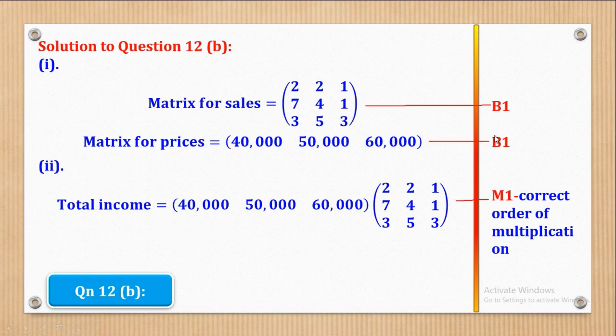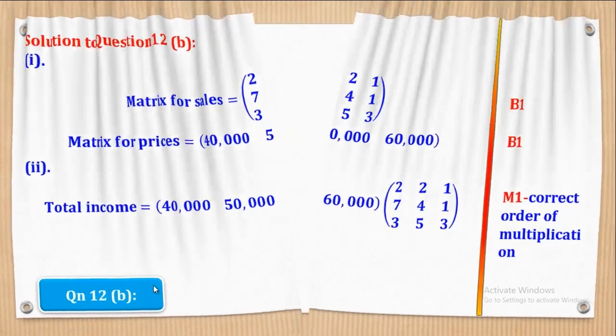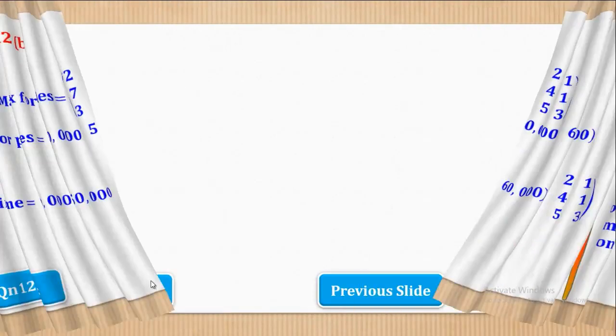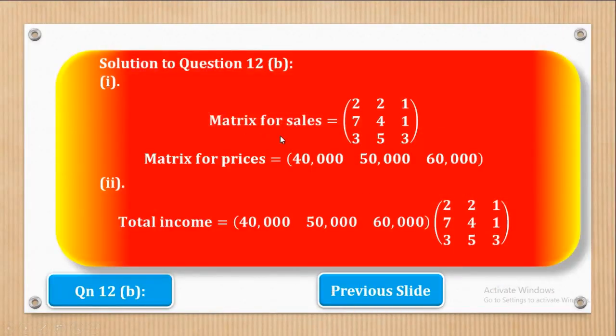So remember the question was 7 marks. Now we have so far got 3 marks. Let's see where the other 4 come from. So this is what we saw in the previous slide, and this was the matrix multiplication for the total income.